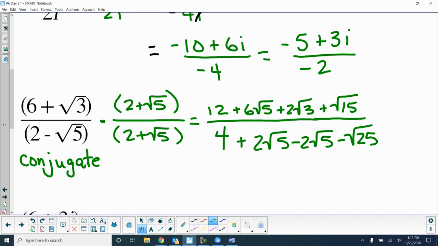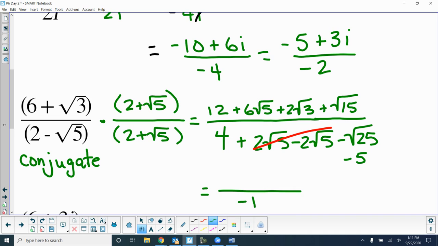Okay, well what happens in the middle 2 on the bottom? They cancel, right? That's always going to happen with conjugates. And we know that the square root of 25 is what? 5. So that radical's gone, right? So no more radicals in the denominator. So then I just do 4 minus 5, which is what? Negative 1 in the bottom.